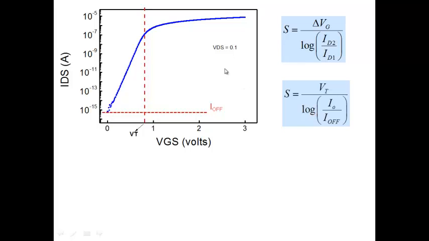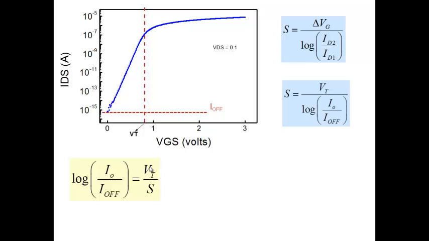Current log is the current at threshold, I0, versus the current at off here. So Vt by S denotes how small your off-state leakage is compared to the current at the threshold. What you're looking for from a MOSFET is Vt by S to be a large quantity.